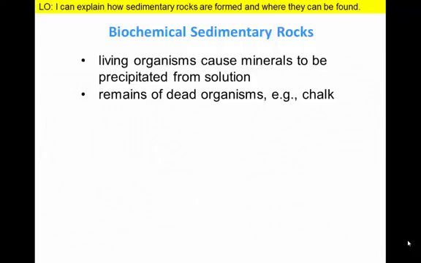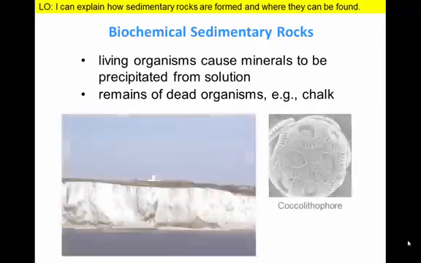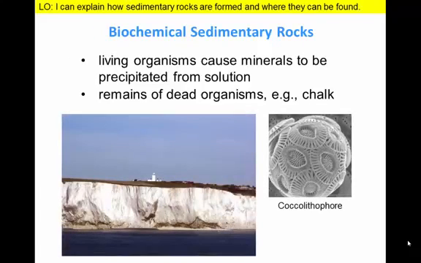Biochemical sedimentary rocks also result from precipitation, but this precipitation occurs due to the actions of organisms, typically marine organisms. Think shellfish, for example. They form their shells by causing minerals to precipitate out of seawater. The same process can happen for microscopic marine organisms, like coccolithophores. Coccolithophores are composed of tiny plates known as coccoliths. Even though you couldn't see one of these with your naked eye, if you get enough of them together, you can create spectacular chalk cliffs, such as those along the southeast coast of England.